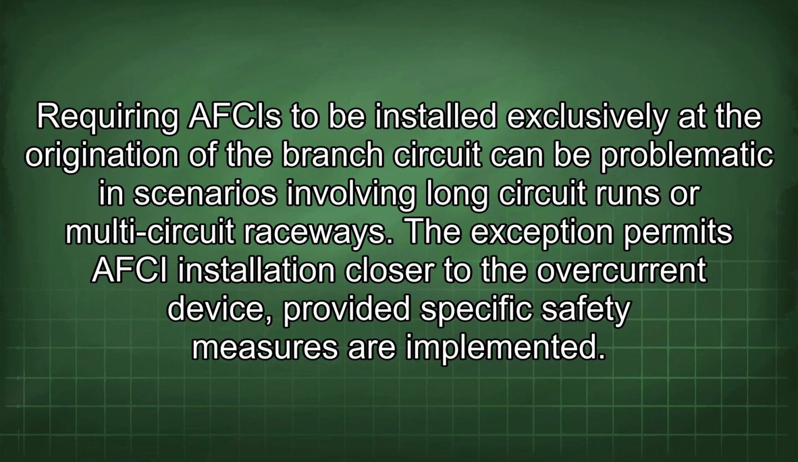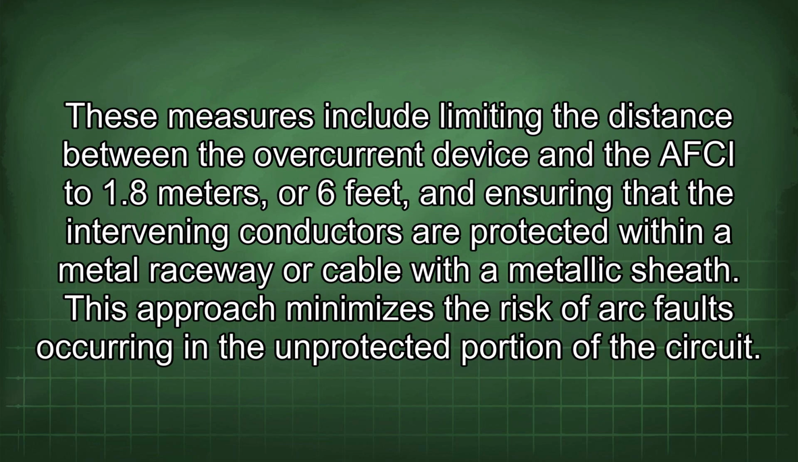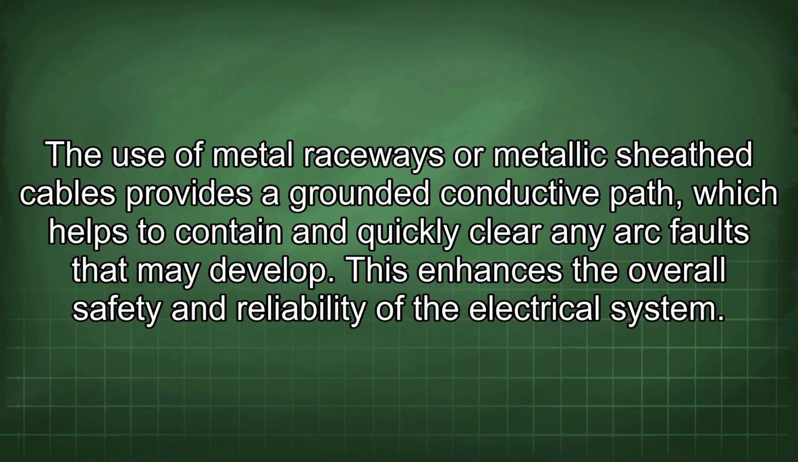The exception permits AFCI installation closer to the overcurrent device, provided specific safety measures are implemented. These measures include limiting the distance between the overcurrent device and the AFCI to 1.8 meters or 6 feet, and ensuring that the intervening conductors are protected within a metal raceway or cable with a metallic sheath. This approach minimizes the risk of arc faults occurring in the unprotected portion of the circuit. The use of metal raceways or metallic sheath cables provides a grounded conductive path, which helps to contain and quickly clear any arc faults that may develop. This enhances the overall safety and reliability of the electrical system.